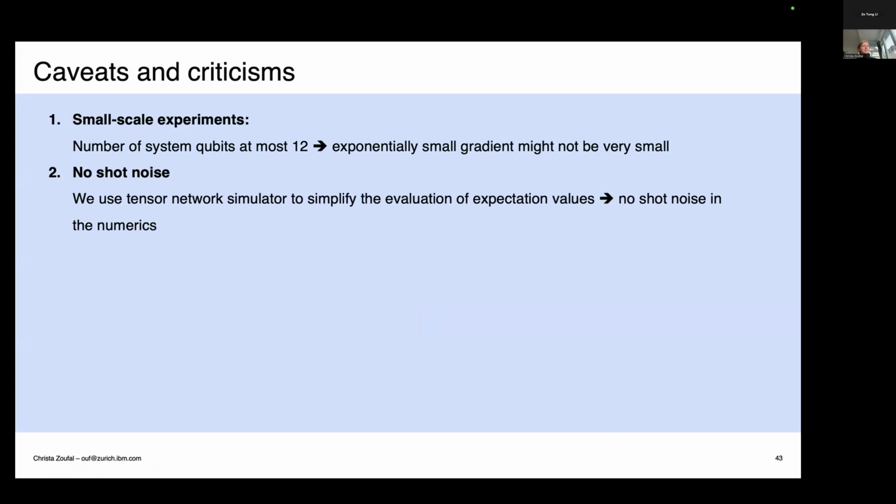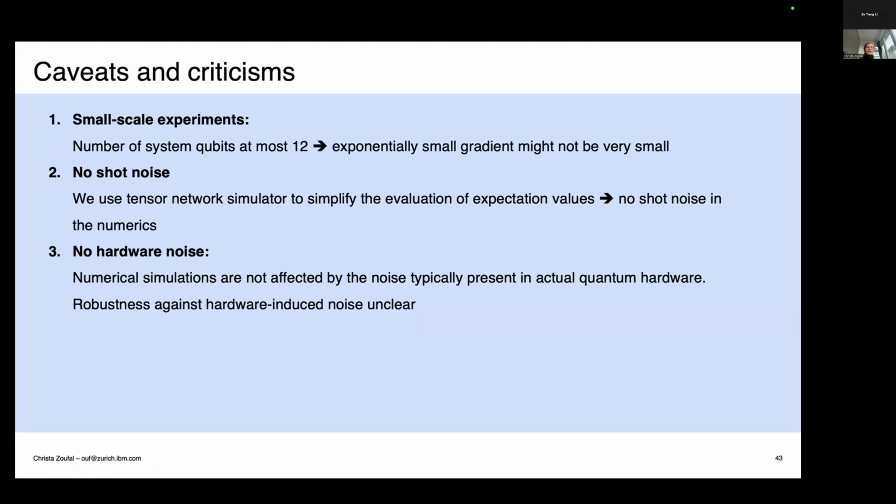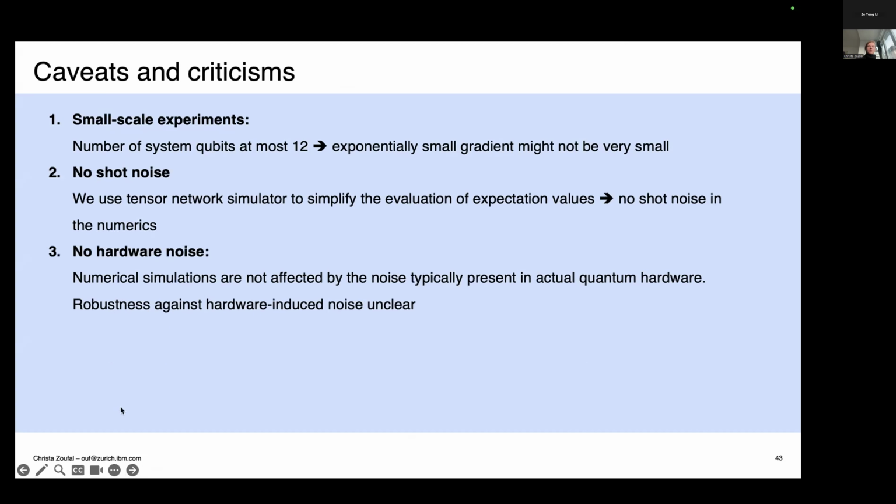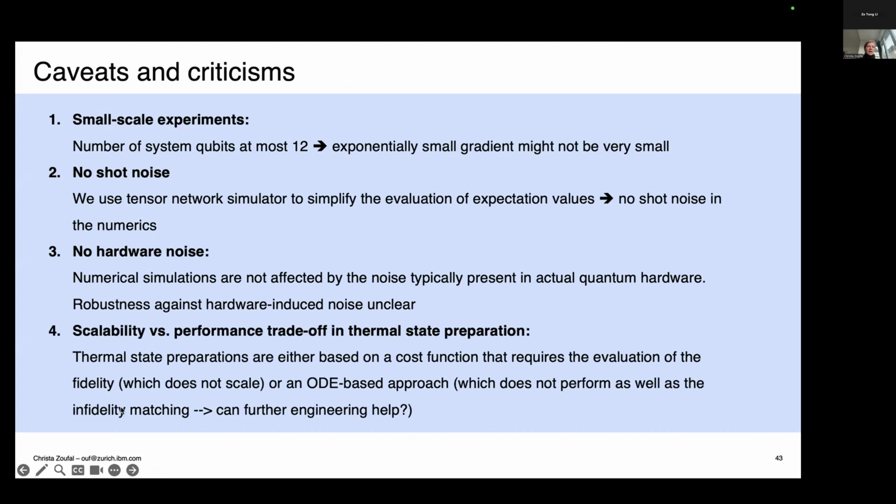We haven't tested with any shot noise. All of the simulations that I've shown you here were with tensor network simulations, and also not executed on hardware or considering hardware noise, although this would be a next step that we're looking into at the moment. And finally, there is the scalability versus performance trade-off that we've seen in the state preparation that I've shown you.